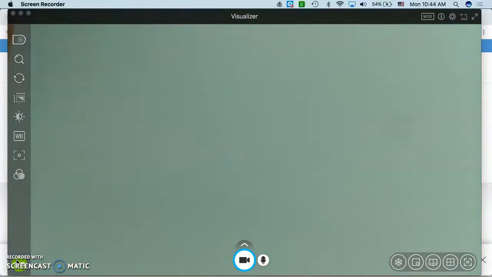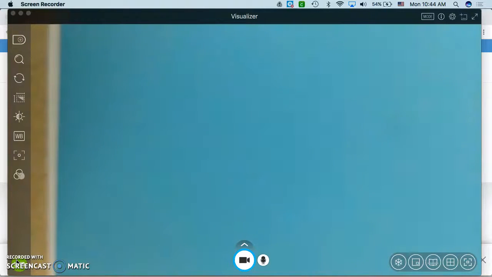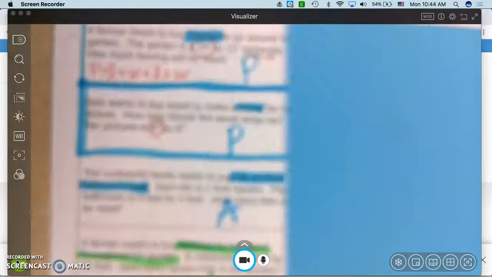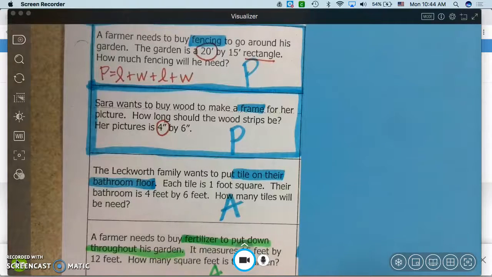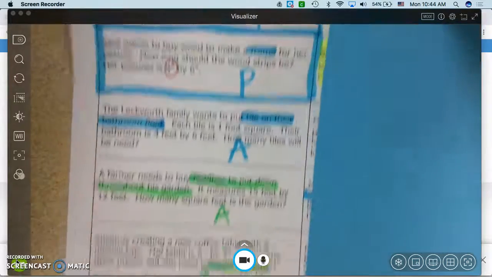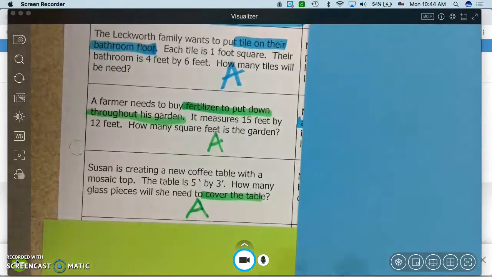Susan's creating a coffee table. What is a mosaic top? Do y'all know what mosaic means? Audrey? Very good. It's a lot of little pieces put together to make a big picture. So that's going to cover the entire top of the table, which would be what? Area. When it says cover the table, or if it asks you how many square feet or how many square inches, you'll also know that that is looking for area.